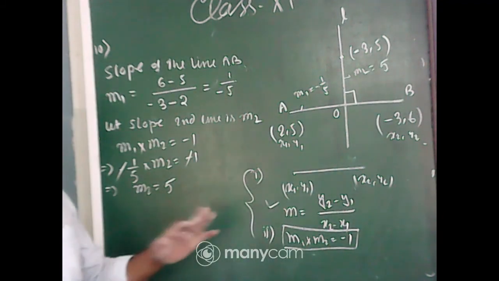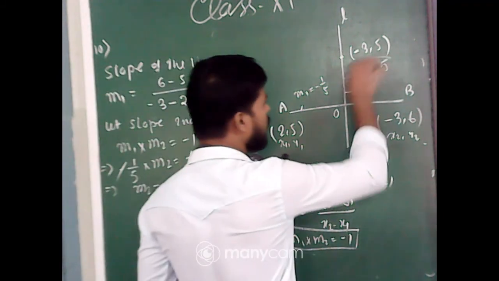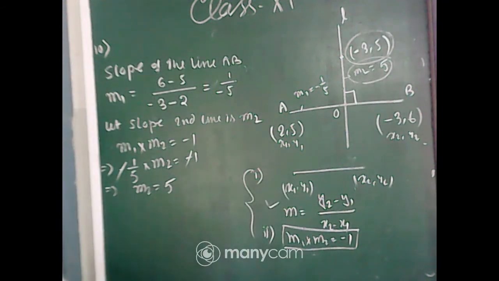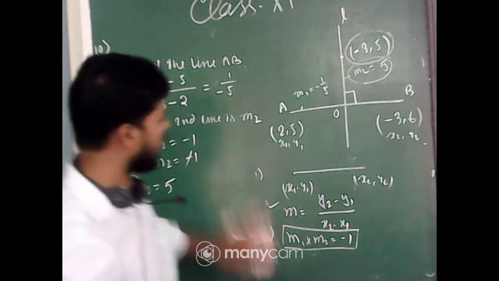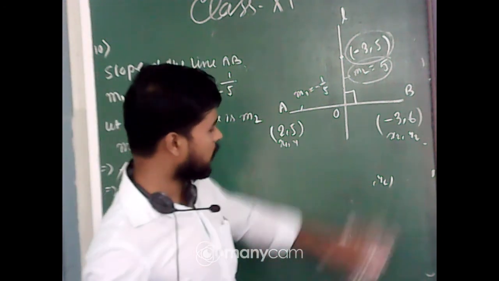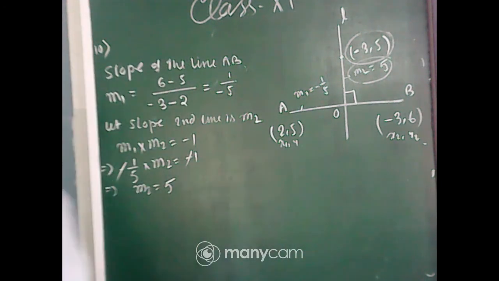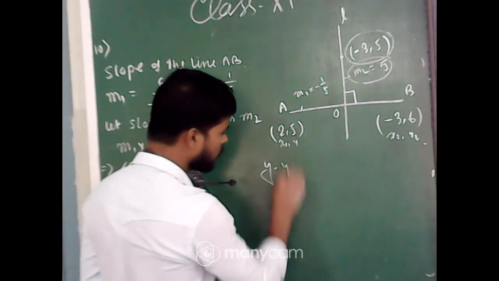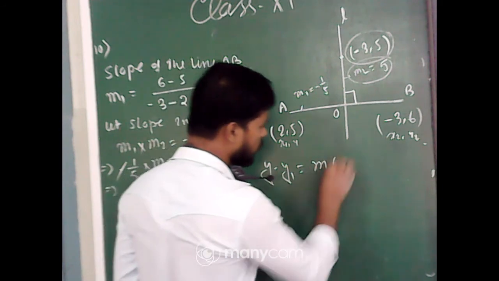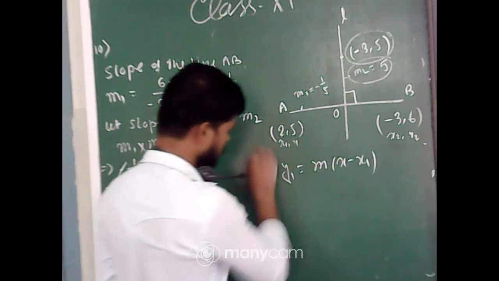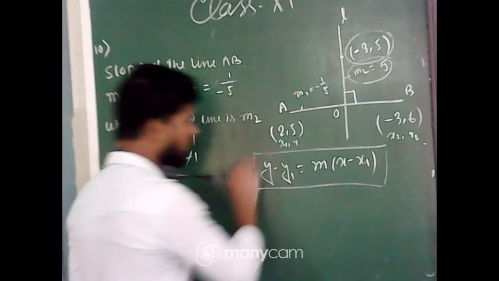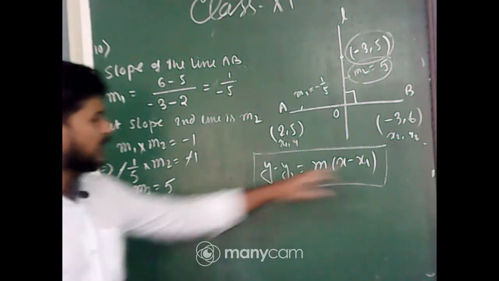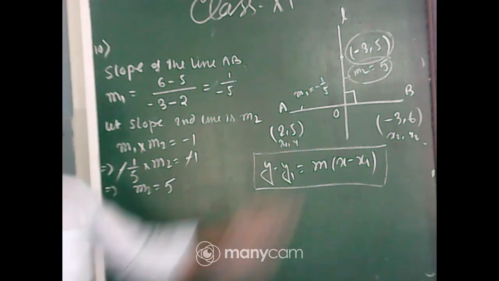Now look, finally we have the slope of the line and a point on the line is known. We have a formula to find the equation of a line when the slope and a point on the line are known. This formula is known as the point-slope form: y minus y1 is equal to m times (x minus x1), where m is the slope of the line and (x1, y1) is the point lying on the line.